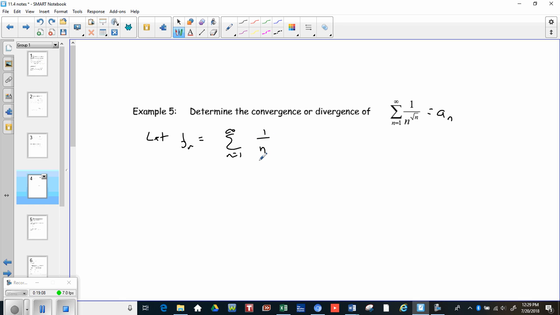1 over n does not converge, it's divergent. I wouldn't want to use that one. I could, however, use 1 over n squared. I know that that converges. And this 2 is going to stay the same.